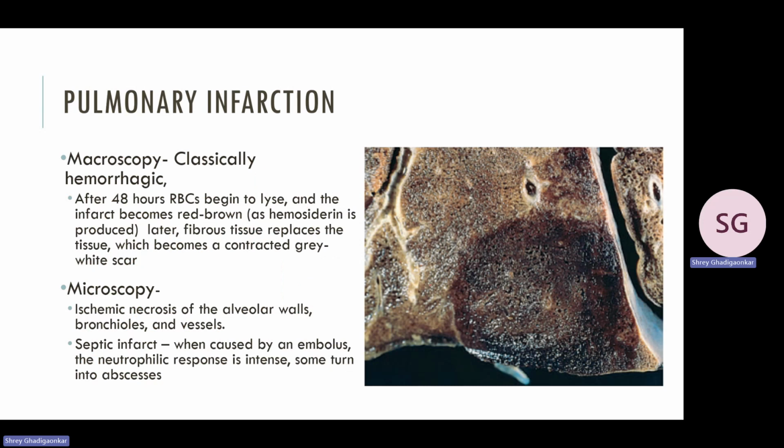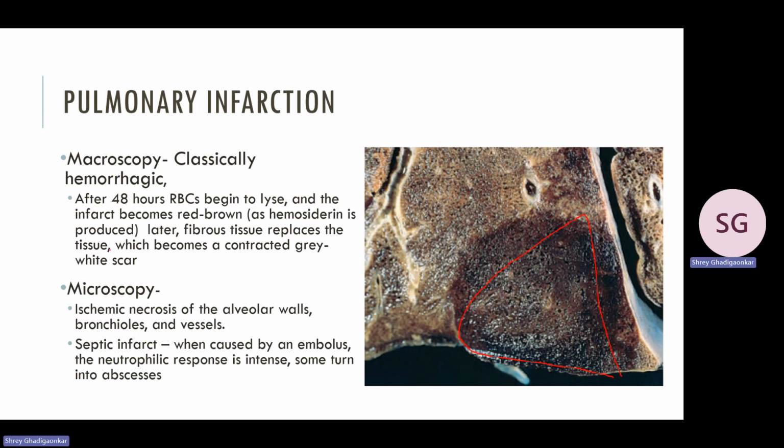So I have a picture of the pulmonary infarction, which is quite rare, but it does occur. Macroscopically, these are classically hemorrhagic, as mentioned. After 48 hours, the red blood cells begin to lyse, and the hemoglobin within the RBCs is converted to what is known as hemosiderin within the macrophages, and it becomes a characteristic red-brown color. These infarcts of the lung are usually small and roughly wedge-shaped, as you can see in this picture.